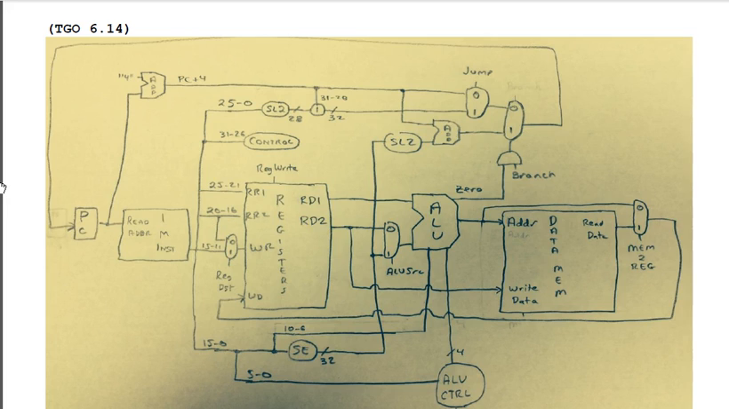All right, so let's go over this whole thing while you guys are writing it out. Program counter goes to instruction memory.